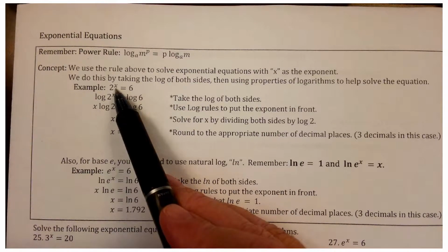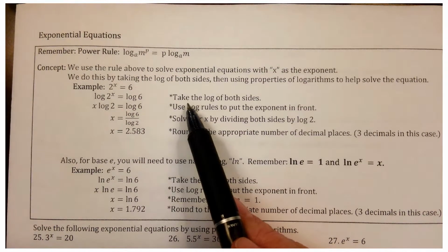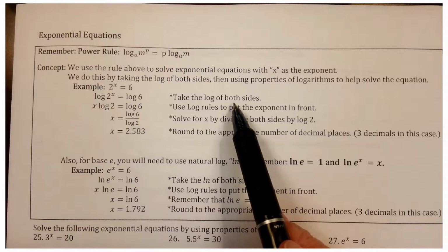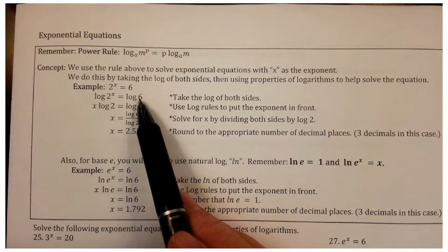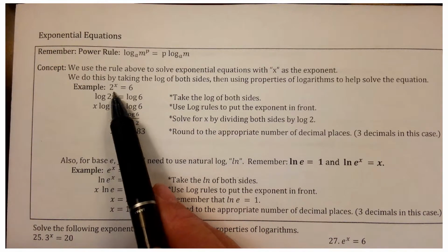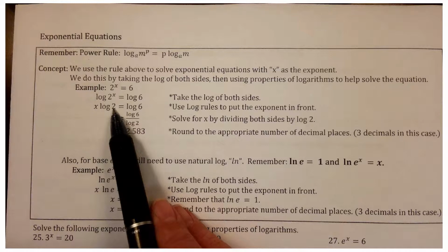So the first thing we're going to do is make use of those logarithms. So we're going to take the log of both sides. So we're going to write log in front of both. Then we're going to use those properties of logarithms and take this exponent and put it in the front. And we have to remember that this log of 2 is really just a number. If you put that in the calculator, you would get a number out.